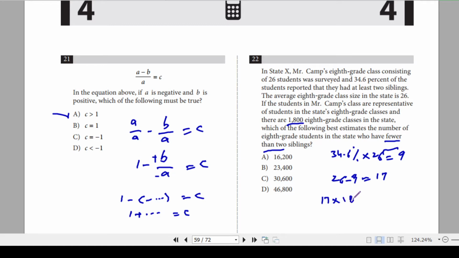So in every class, 17 students have less than two siblings. So 17 times 1800 is the total number of students having less than two siblings. 17 times 1800 is 30,600. So 30,600 students have less than two siblings in the whole state. Okay, so that's option C.